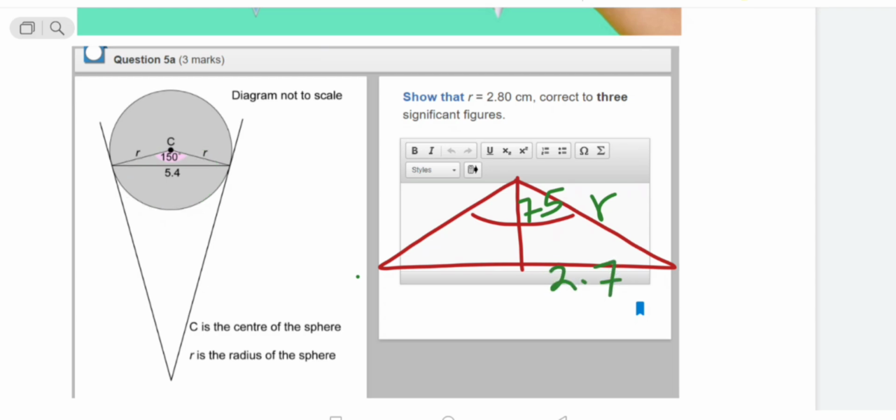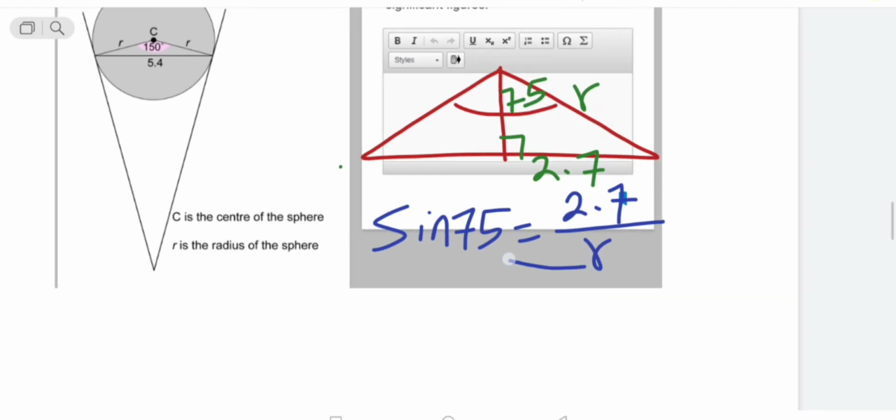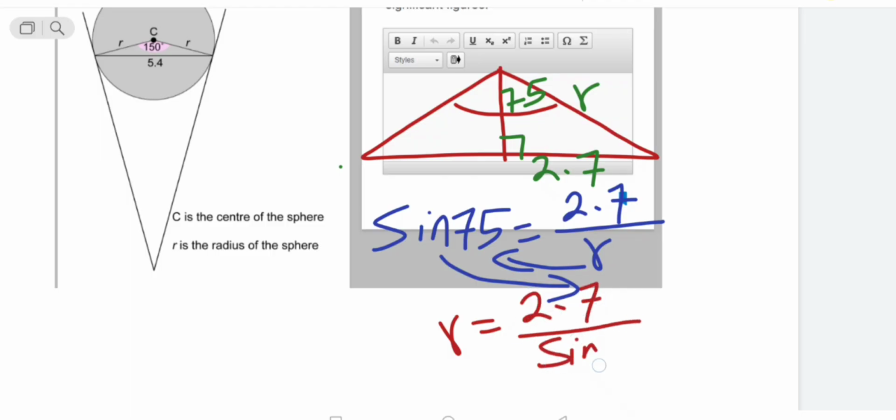I will use only this triangle. It is a right angle triangle. So I can use sine, because the angle is given, the opposite side is given, and the hypotenuse is required. So sine 75 equals opposite 2.7 over the hypotenuse. Because I need r, I will swap this with this one. So r equals 2.7 over sine 75.